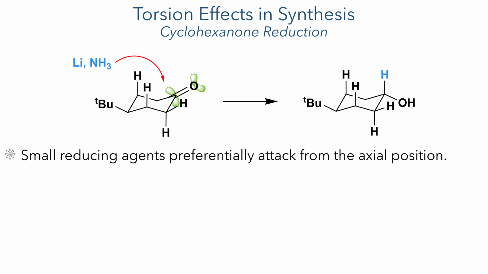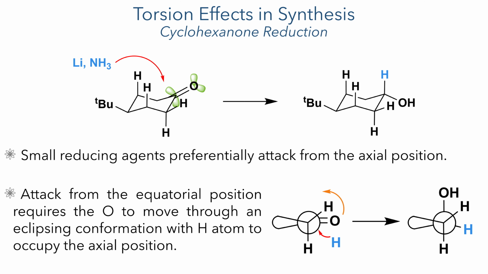The stereochemical outcome of cyclohexanone reductions can also be driven by torsion effects. Small reducing agents, such as lithium in ammonia, preferentially attack from the axial position and form a product with a hydroxyl group in the equatorial conformation. This might seem unexpected, but a closer examination of the conformations shows why this occurs. If the hydride approaches from the equatorial position, the carbonyl oxygen must pass through an eclipsing interaction with a hydrogen atom on the alpha carbon in order to adopt the equatorial position. This eclipsing interaction presents a torsional barrier which drives the preference for attack from the axial position.